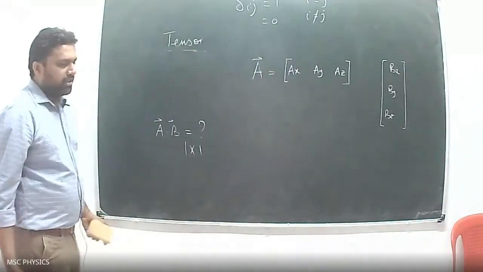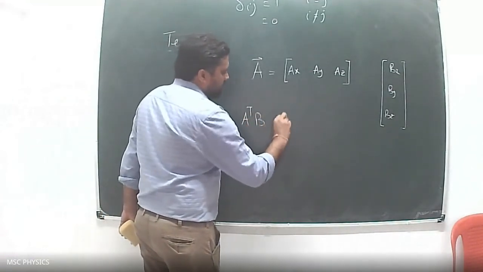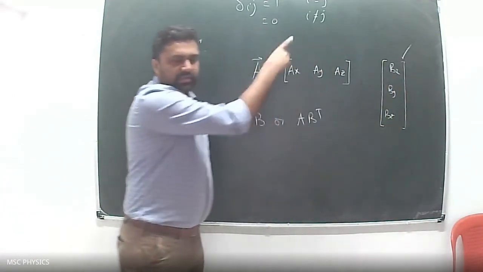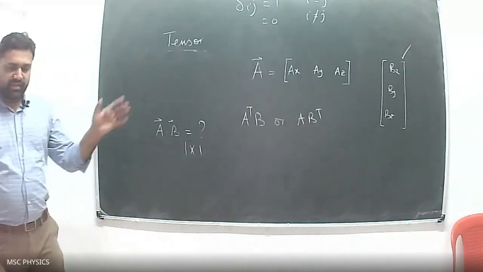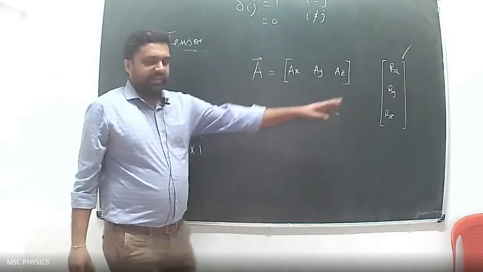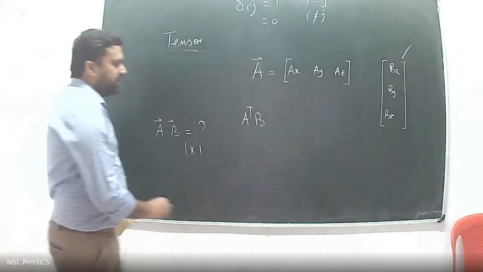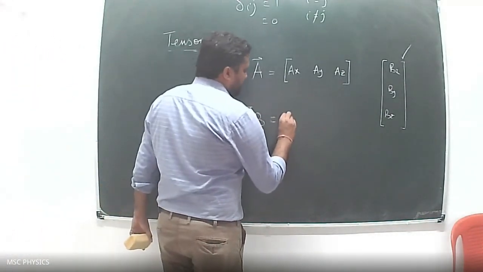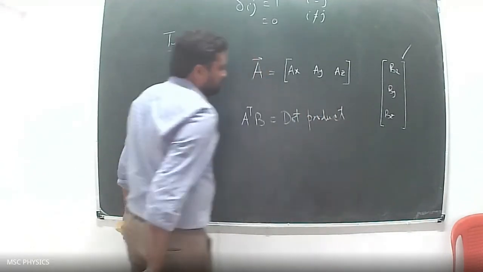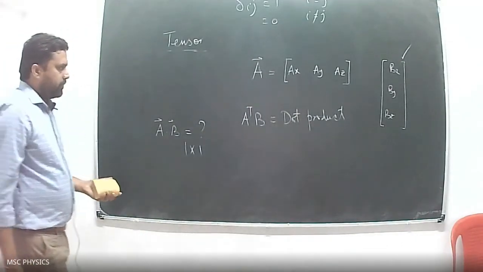So depending upon the notation you are choosing, you can write it as A transpose B or A B transpose. If you're defining your vector, generally this is the notation: you denote the vectors as a column matrix. So generally, in the books also, the convention has been that this is the vector and this is the transpose of the vector, which will be a row matrix. So A transpose B will give you the dot product. Right? Yes.